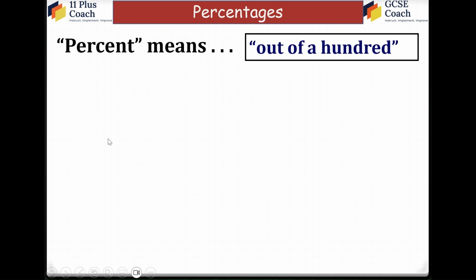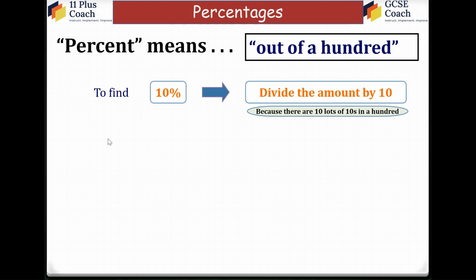To find 10% of a number, all you need to do is divide the amount by 10. And there's a reason for that. Because percent is out of 100, 10% means how many tens there are in 100, and the answer is 10. So that's why you can simply divide the amount by 10 to get 10%. The reason this is important is because dividing by 10 is fairly straightforward.